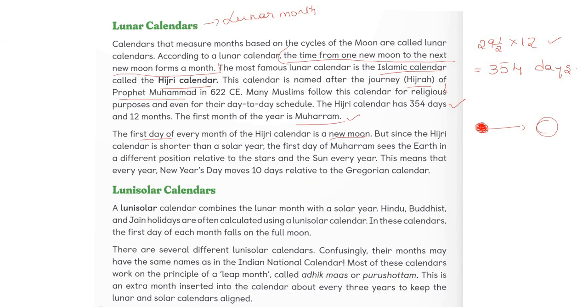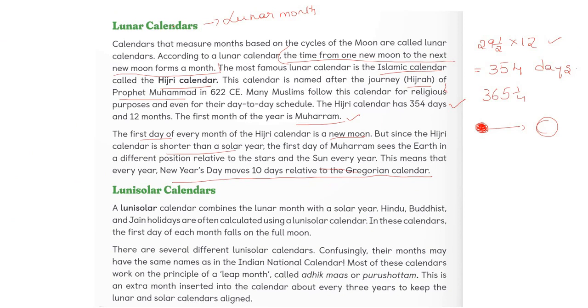Okay. But Hijri calendar is how many days shorter than a solar calendar? In solar calendar we have 365 days minus 354 days. So Hijri calendar is shorter than solar calendar. The first day of Muharram sees the earth in a different position relative to stars and sun every year. So every year New Year day moves 10 days relative to Gregorian calendar. Okay? Gregorian calendar 10 to 11 days.